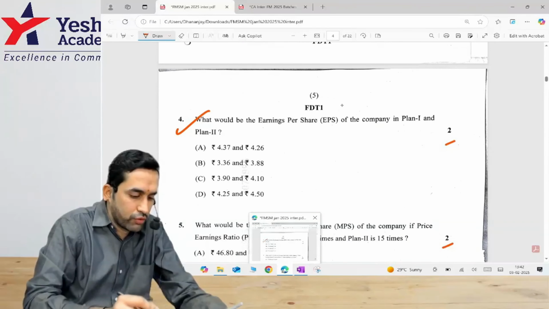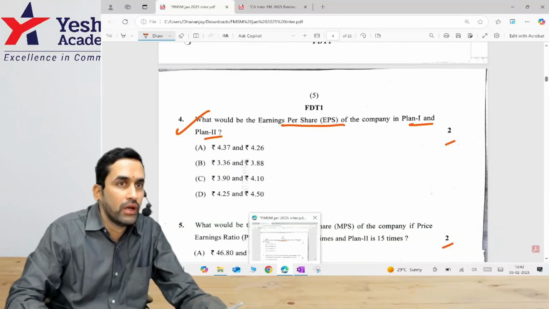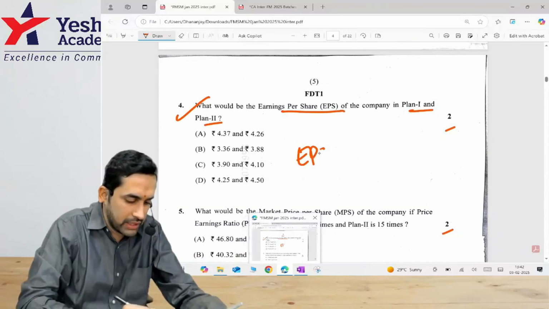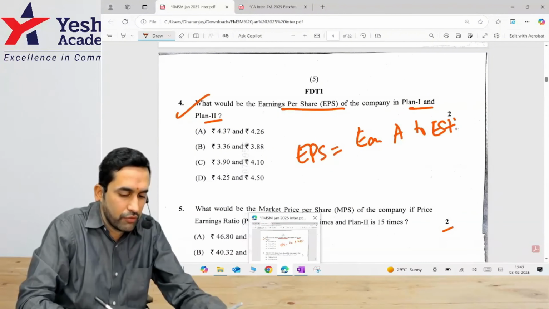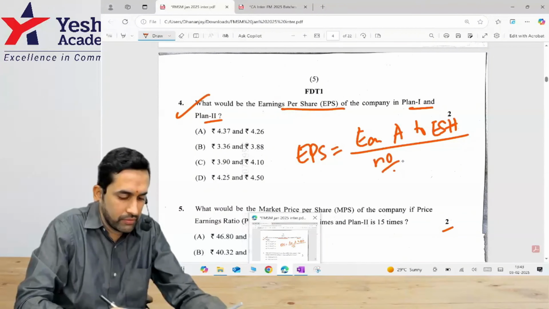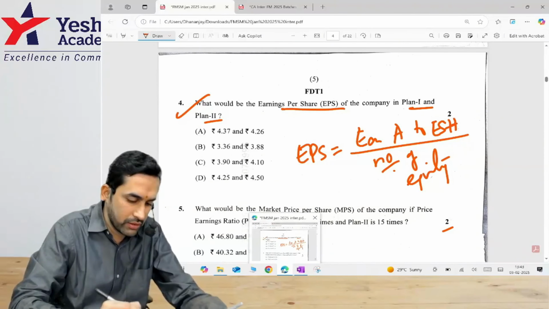Next one: what would be the earning per share of the company in plan 1 and plan 2? How to do earning per share? To reach earning per share, you need earning available to equity shareholder. For earning available to equity shareholder, correct, the denominator is the number of equity shares.